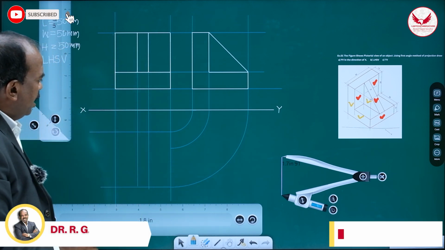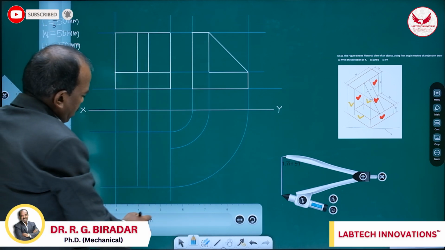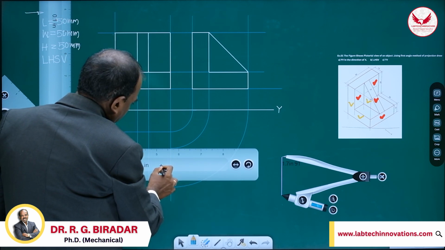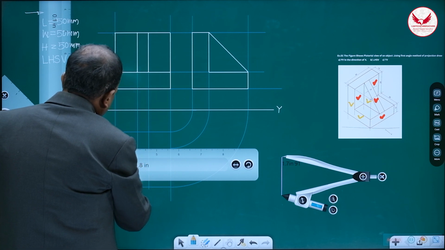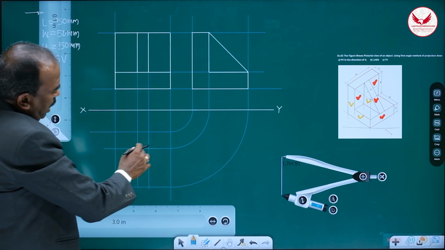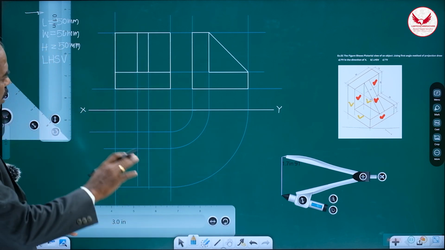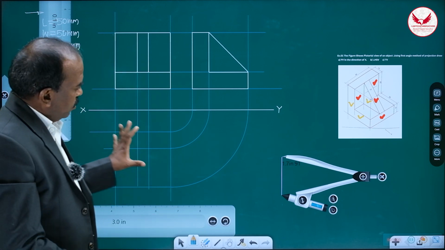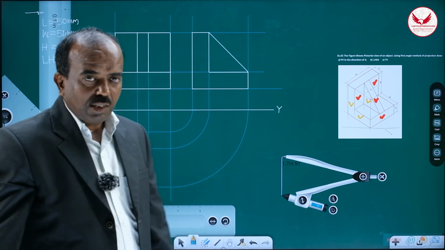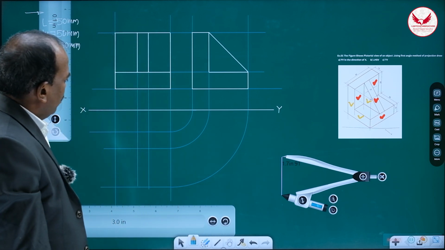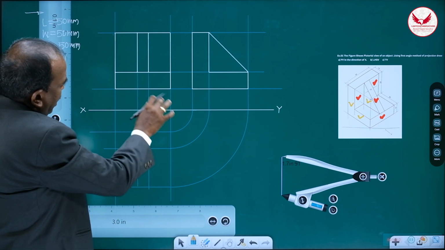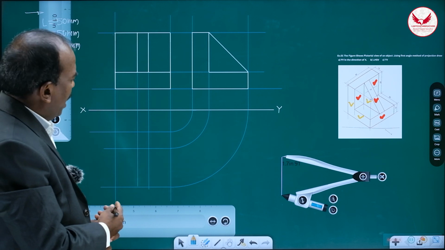So with a 90-degree arc, this is the best way, means there will not be error. Instead of marking a 45-degree line and then transferring the lines from the top view to side view or side view to top view, with the help of compass and 90-degree arc or quarter circular arc, transferring is the best way. Then now when we get all these lines, they are there for our help.